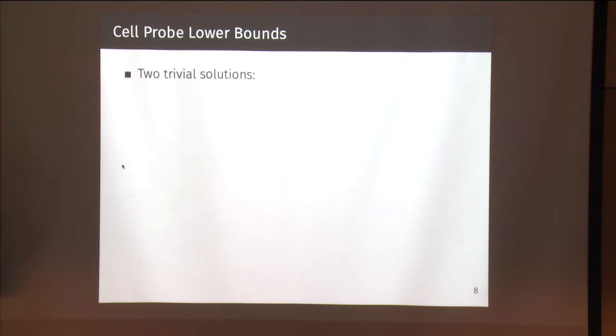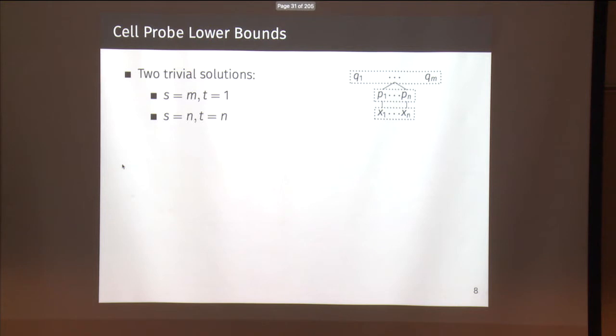So every data structure problem admits two trivial solutions. The first one is just to pre-compute answers to all possible queries. You know all the queries in advance, then your query time is amazing. You already have an answer, just read it. But you use prohibitively much space. Recall that m, the number of queries, is like n to the 100.